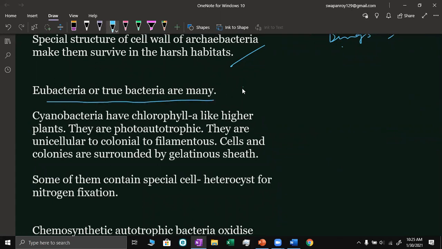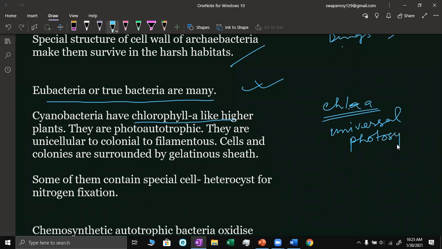Eubacteria, or true bacteria, are many. Under this, cyanobacteria have chlorophyll a. Chlorophyll a is the universal photosynthetic pigment, and due to the presence of chlorophyll a, cyanobacteria can carry out photosynthesis. They have oxygenic photosynthesis, that is, they produce oxygen during photosynthesis. So these cyanobacteria are photoautotrophic.